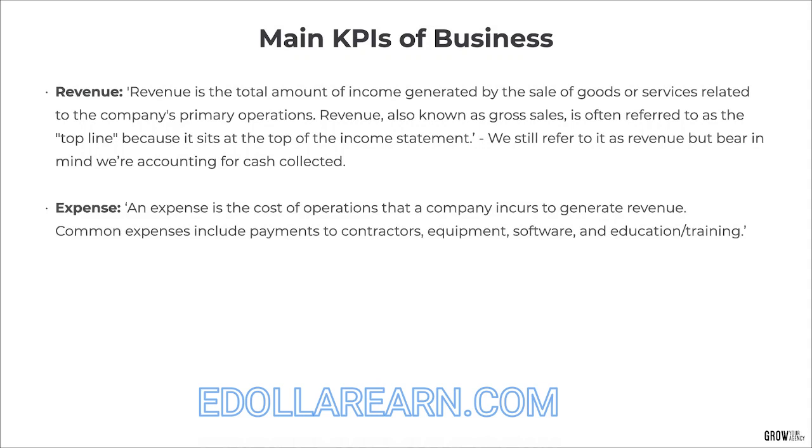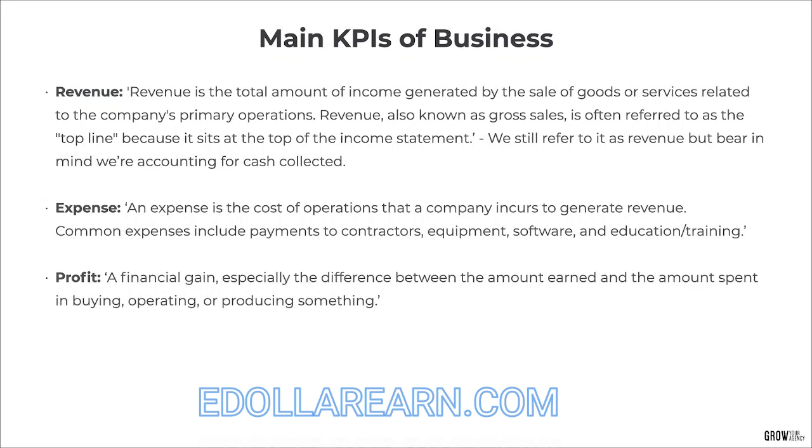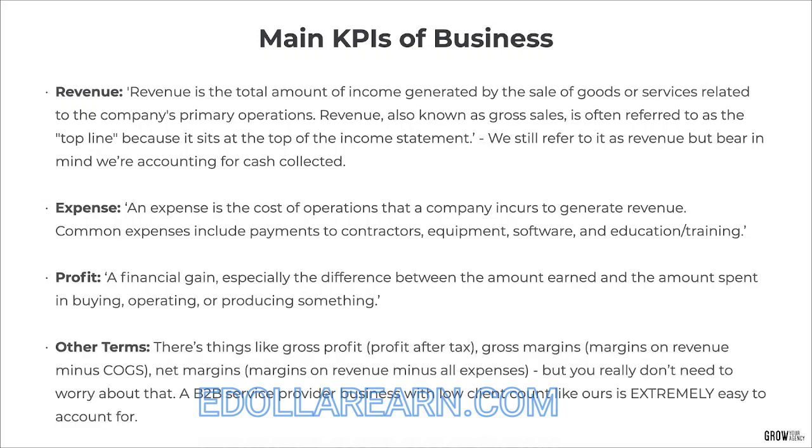Next is expenses. An expense is the cost of operations that a company incurs to generate revenue. Common expenses include payments to contractors, equipment, software, and education/training. Then we have profit. This is a financial gain, especially the difference between the amount earned and the amount spent in buying, operating, or producing something. And then some other terms, there's gross profit, which is profit after tax. We have gross margins, which is margins on revenue minus COGS, so cost of goods sold, like what it actually takes to deliver that service. Then we have net margins. This is margins on revenue minus all expenses.